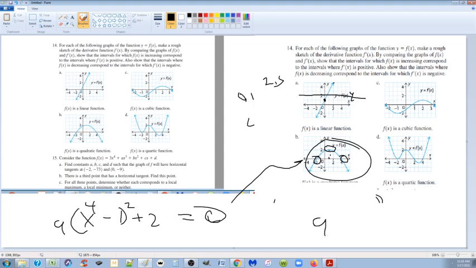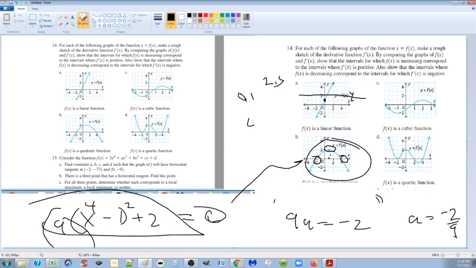So you get A times 3 squared, which is 9A, plus 2 is equal to 0. So you get 9A is equal to minus 2. Therefore, A is equal to minus 2 over 9. So once you have minus 2 ninths, you can figure out the formula.